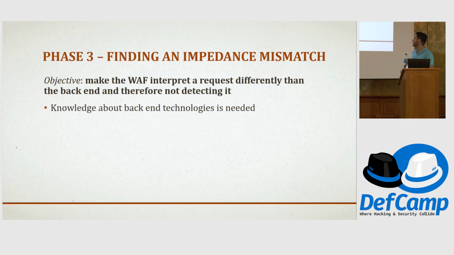Okay. Phase 3, finding an impedance mismatch. Impedance mismatch, to remind you, is to find a payload that is interpreted by the WAF differently than by the backend, and therefore it may not detect it. So what is really important here is to have knowledge about the backend system, which we have hopefully acquired in the reconnaissance phase.